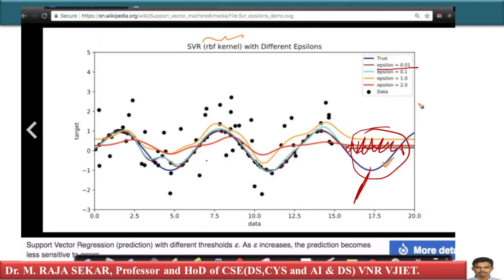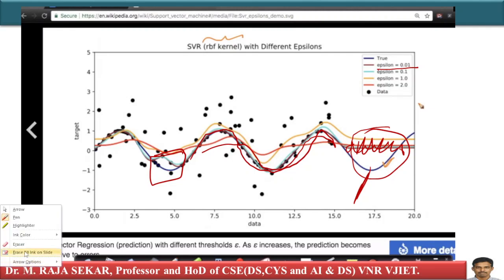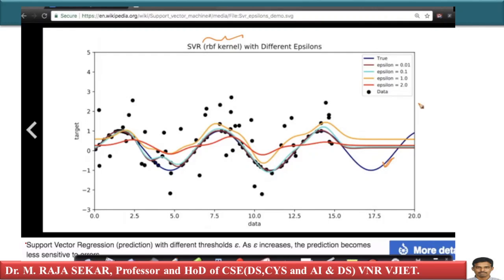What about in this particular region? Your blue line and brown line are almost overlapping, except this portion, isn't it? If epsilon is small, you could overfit to the training data. That is important. If epsilon is small, that's what we were discussing, you could overfit.